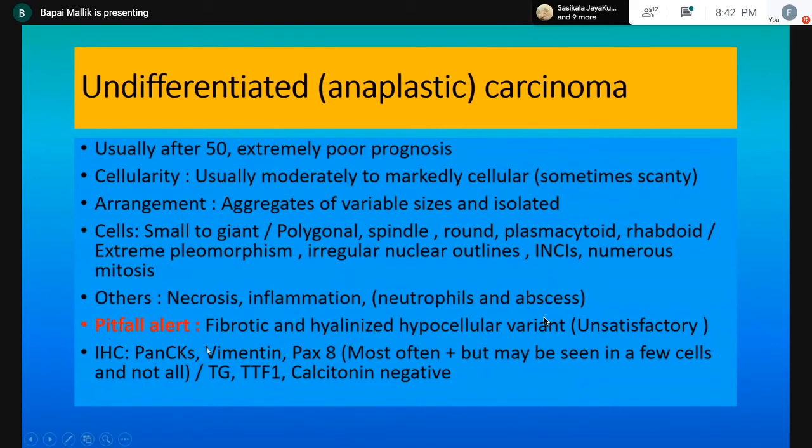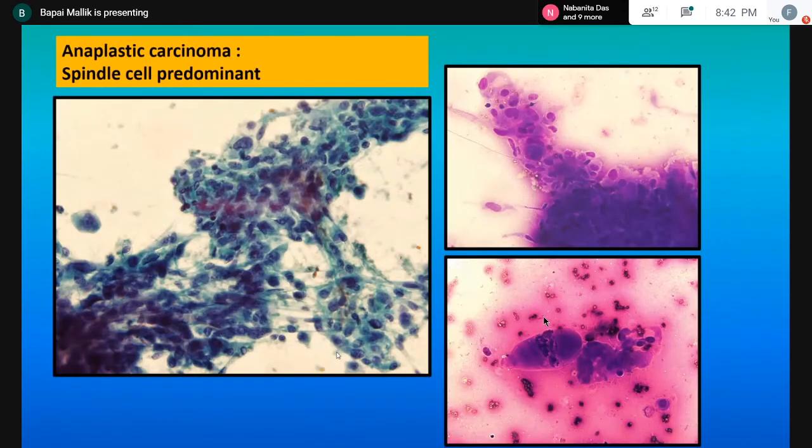Now look at the immuno. They are pan-cytokeratin positive, vimentin positive, PAX8 is most often positive, and this is the most useful marker. Why? Because the other ones which you associate with thyroid origin, that is thyroglobulin, TTF1, and calcitonin, are negative in this tumor. So these tumors are of thyroid origin, but they're negative for all these markers. The only and the most useful marker is PAX8, and sometimes they can even be PAX8 negative.